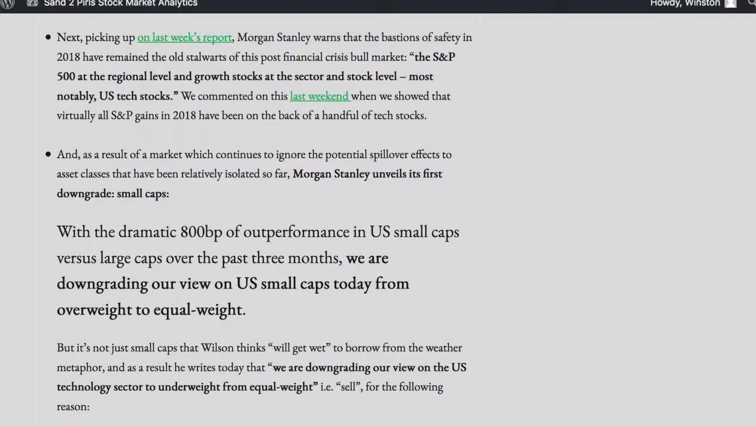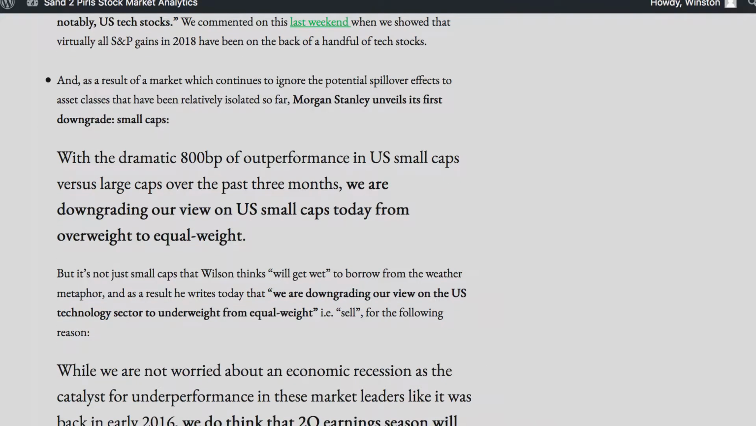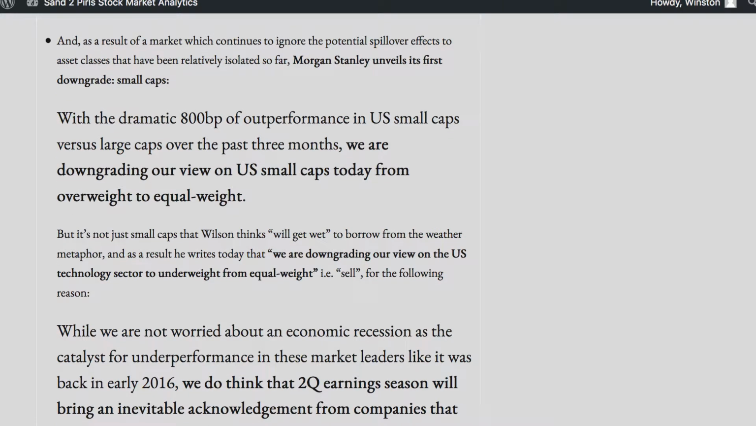And as a result of a market which continues to ignore the potential spillover effects to asset classes that have been relatively isolated so far, Morgan Stanley unveils its first downgrade, small caps. With the dramatic 800 BP of outperformance in U.S. small caps versus large caps over the past 3 months, we are downgrading our view on U.S. small caps today from overweight to equal weight.